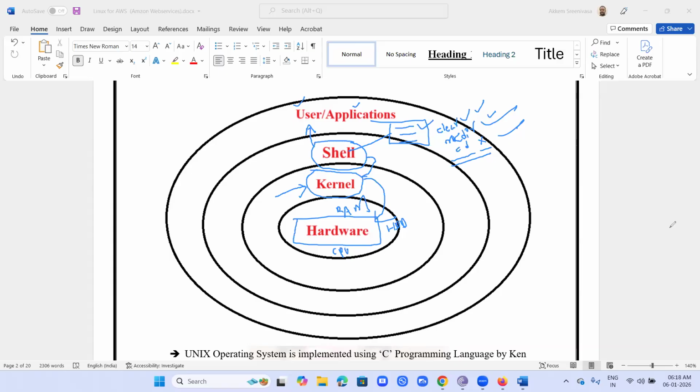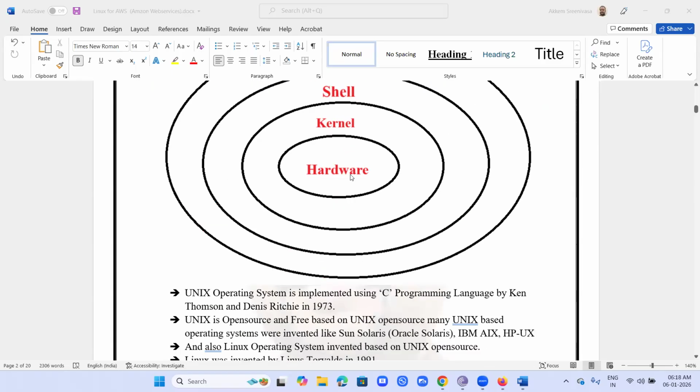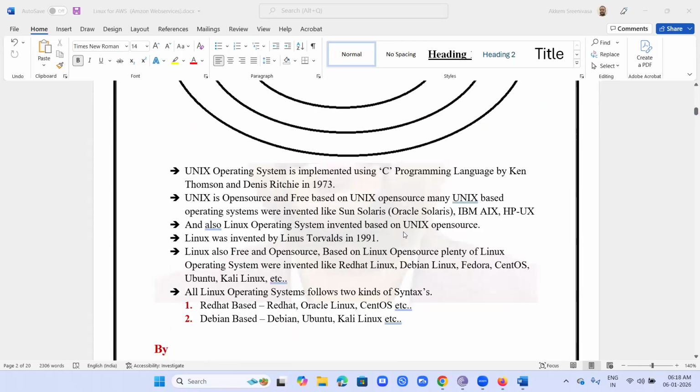Okay, so this is the Linux or Unix operating system. In that we have two important components, shell and kernel. So first let's understand the history or evolution of Unix and Linux operating system.